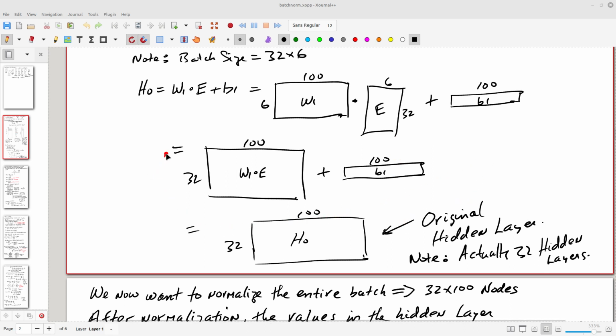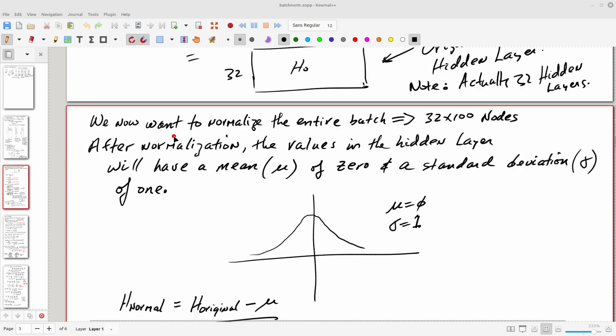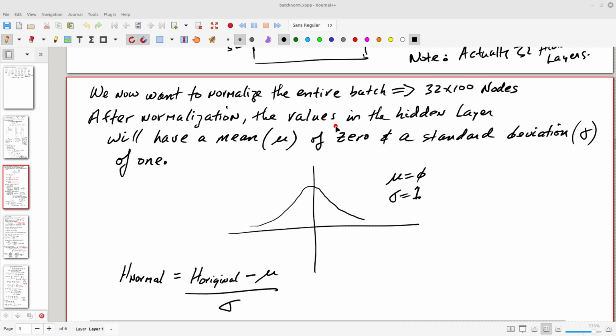Okay. So now that we have HO computed from this formula, we now want to normalize it. So we want to normalize the entire batch. So after normalization, the values in the hidden layer will have a mean of 0 and a standard deviation of 1.